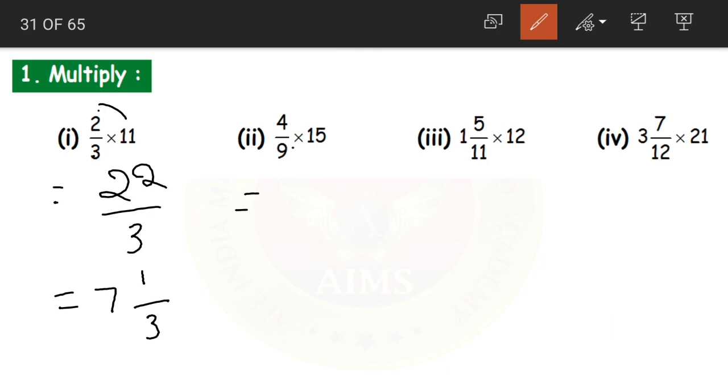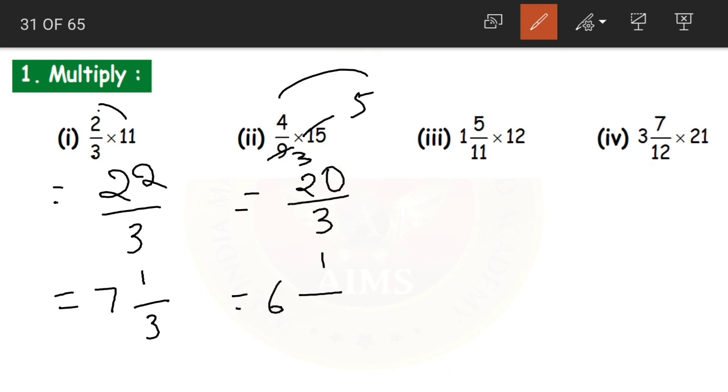Now 4 by 9 into 15, we know that 3 3s are 9 and 3 5s are 15. What are we remaining with? 4 5s are 20 divided by 3. Now what will its mixed number be? 6 2 by 3. Yes, 6 3s are 18 plus 2 becomes 20. So mixed number is 6 2 by 3.